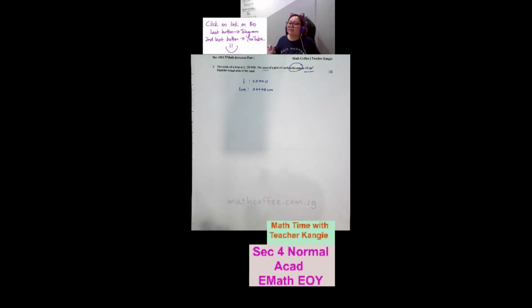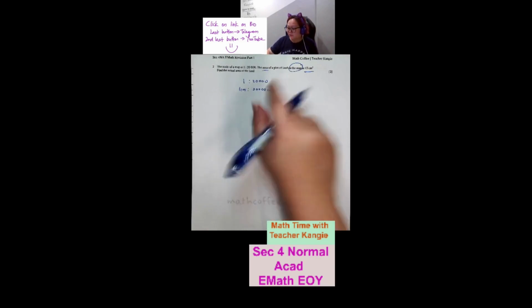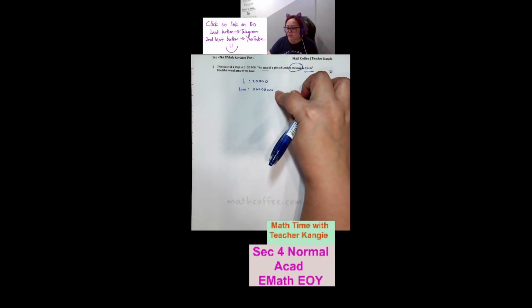Okay, currently now this is length scale. So I need to change it to area scale first. But before we change to area scale, make sure that you change the right hand side to km first. So how do we change cm to km?